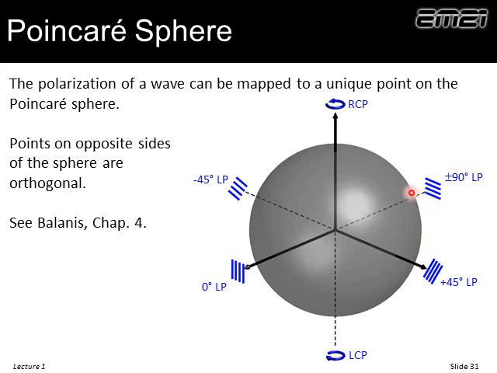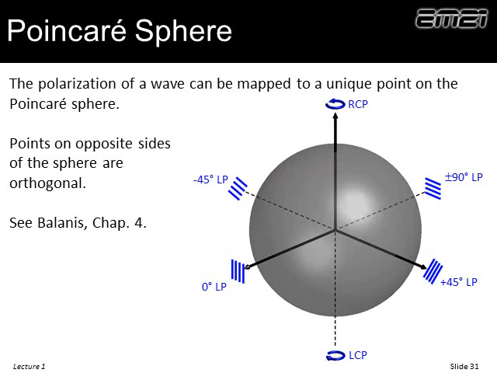And we come around to the opposite side. We're 90 degrees linearly polarized. And so on. We go all the way around, and we would be back with the same orientation right here. So the equator on the Poincaré sphere is linear polarization. And of course, anywhere else on the sphere is elliptical.